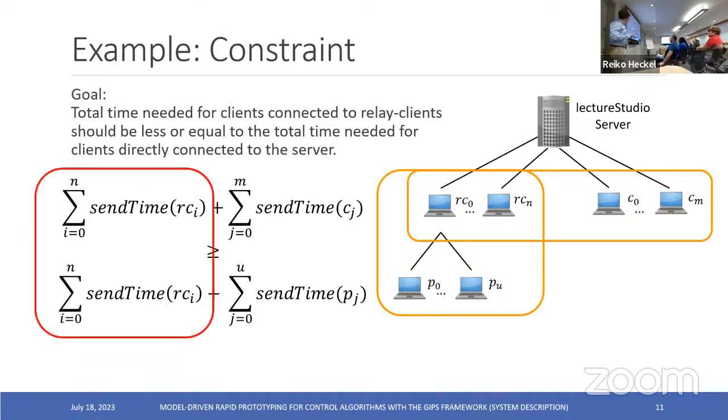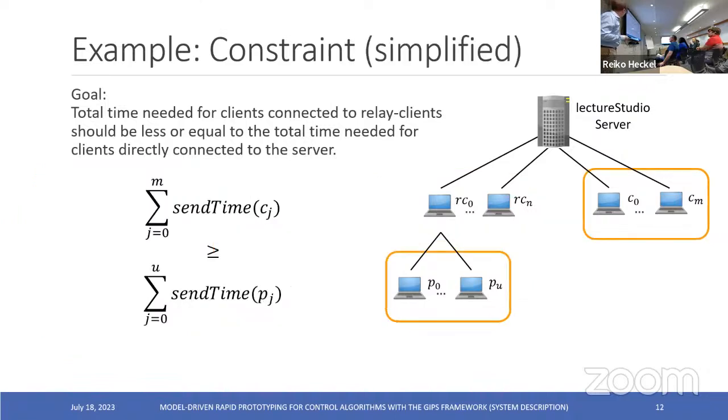And we can see that one term, the send time for the relay clients, is present on both sides of the inequality. Therefore, we can simplify our constraint and get this version.